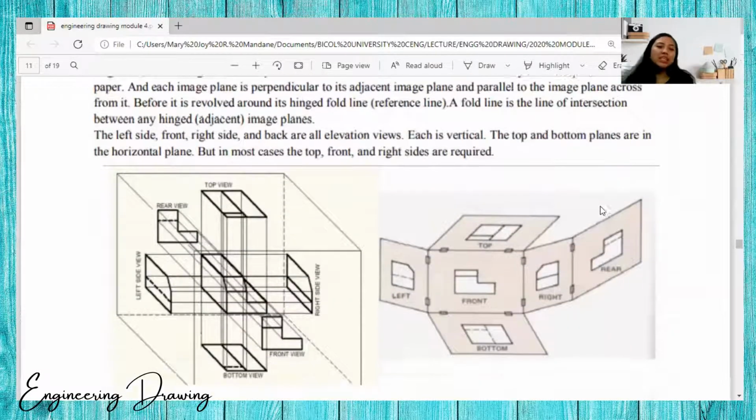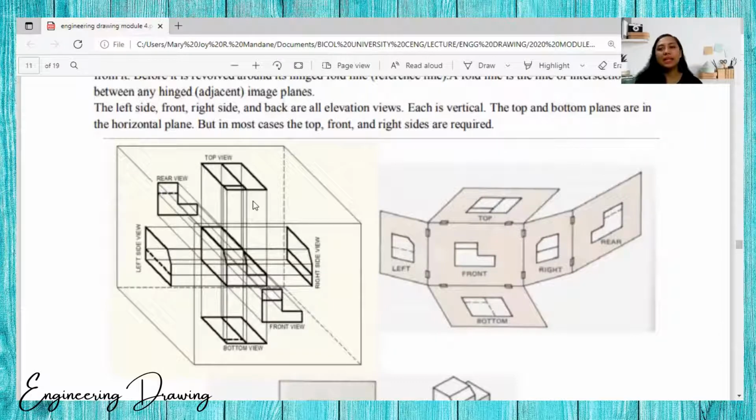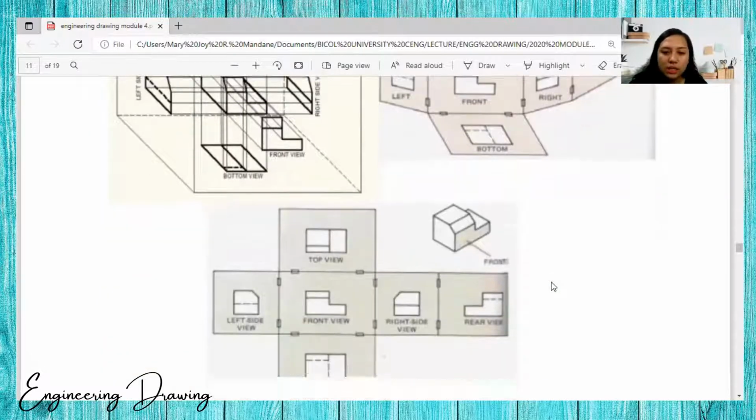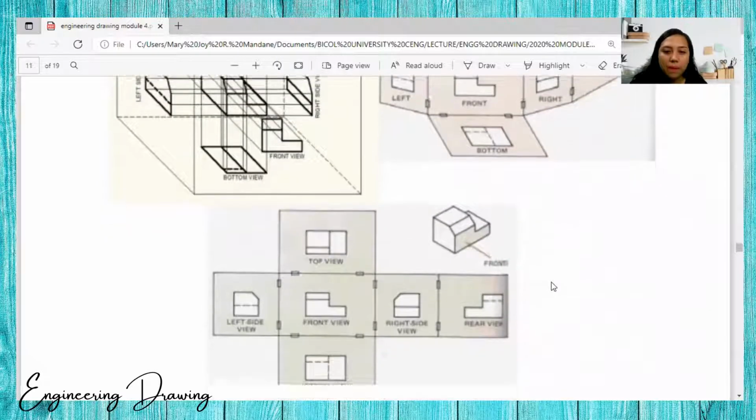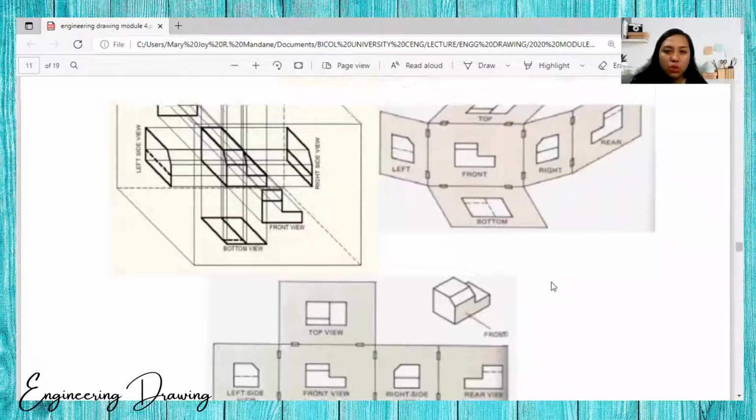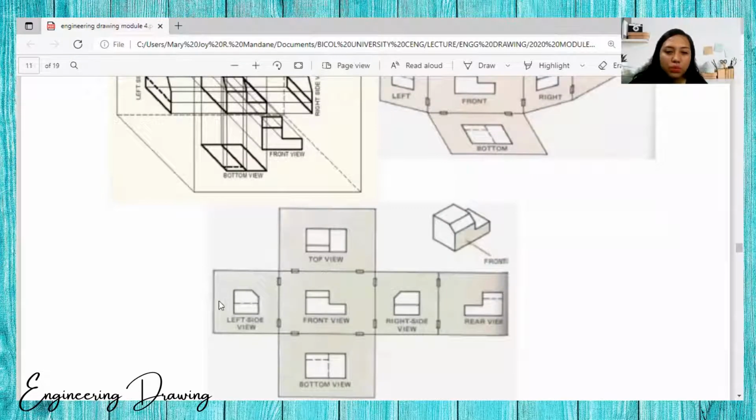Okay, so as you can see, ito yung ginagamit natin kanina yung sa glass box. Okay, then this will be the front. Ito na yung magiging front niya. Then this will be the top. And this will be the left and right, then bottom, then rear view. Pag inopen natin siya, eto na po yun. So, kung makikita ninyo, ito na yung top view, ito yung left side view, bottom view, right side view, then the rear view. So, here's the front.